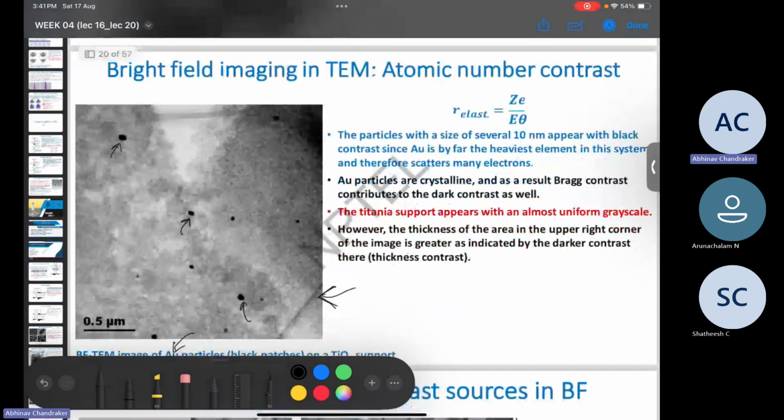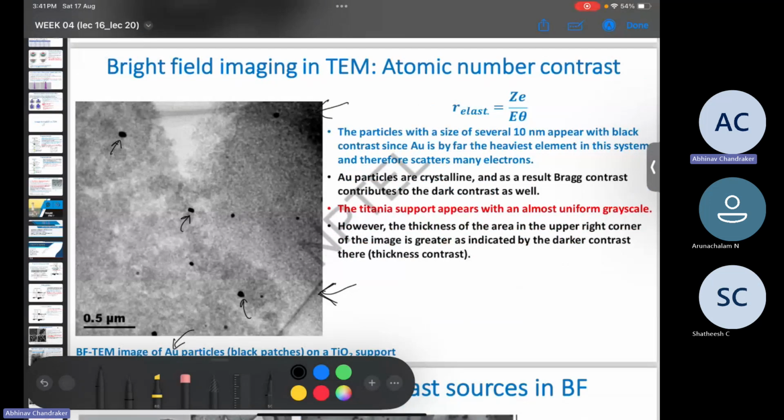Also, we can see that there is a darker background on the right upper end. This is because of a change in the thickness of the specimen, as in the case of TEM we have a very fine, very thin specimen of approximately 50 nanometer thickness. So this is extremely thin, and if there is a change in the thickness of the specimen over different regions, that will also generate a contrast similar to the one here, where you have a darker shade here and a lighter shade here. This is just because of the change in the thickness.